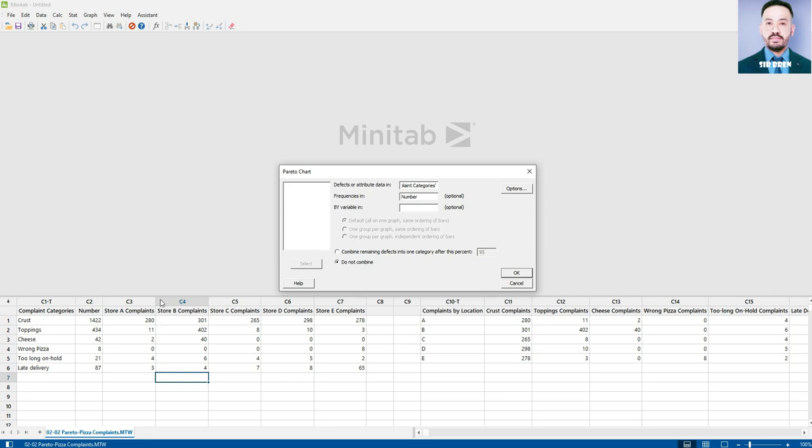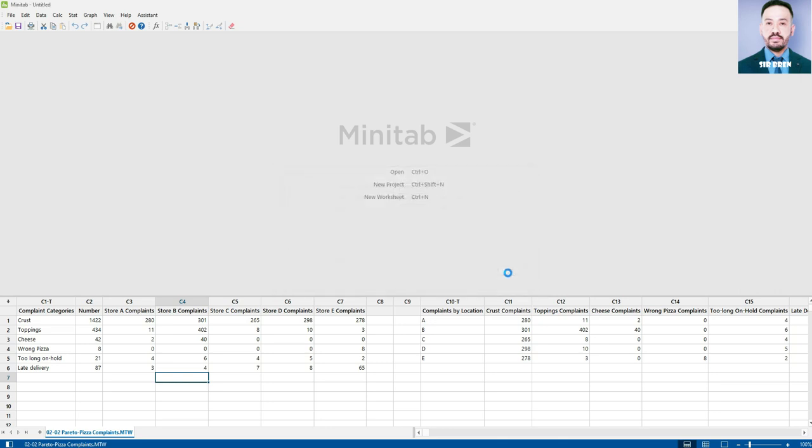If the categories are too many, we choose Combine Remaining Defects. But since it is only few, we have 1, 2, 3, 4, 5, 6 complaint categories, choose Do Not Combine. And then now click OK.